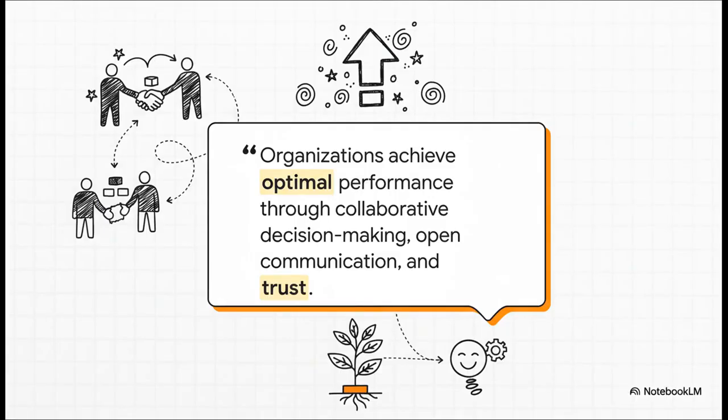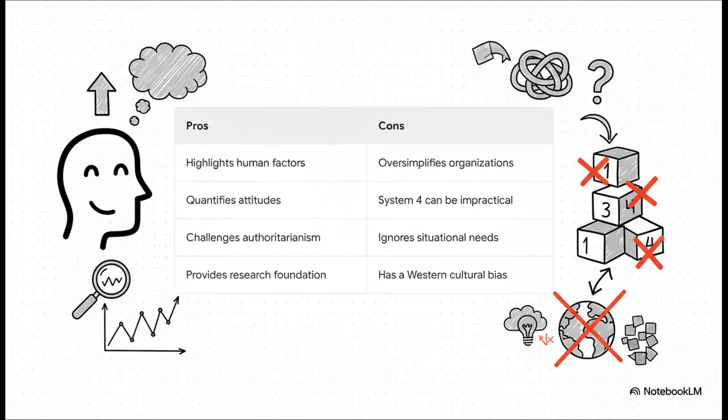Likert wasn't just observing. He was making a case. He was a huge advocate for System 4, believing it was just better. For him, real, lasting success came from empowering people, not just controlling them. That was a pretty radical idea back then. But of course, it's not that simple.